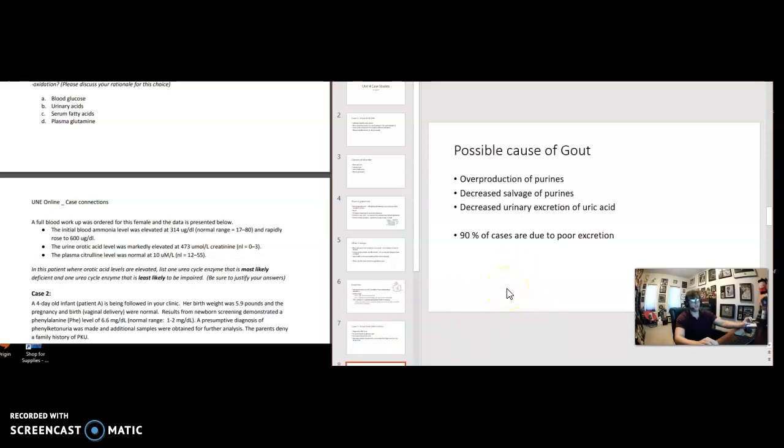So there are 3 possible causes of gout. When assessing for gout, we look for an overproduction of purines, decreased salvaging of purines, or a decreased clearance of uric acid in the urine. A study in 2012 stated there's about a 90% chance of the diagnosis being decreased clearance in the urine.